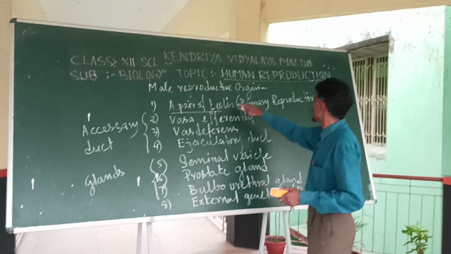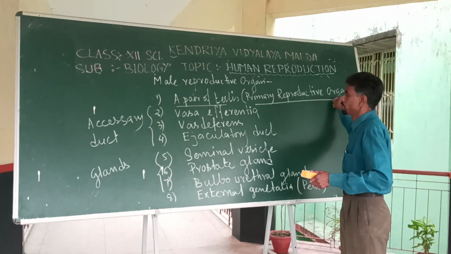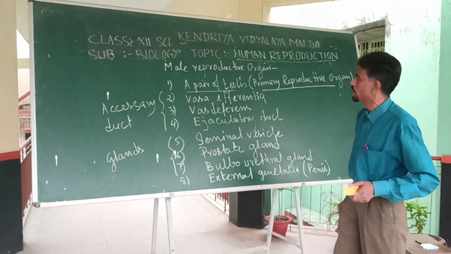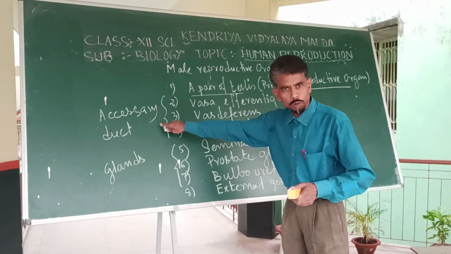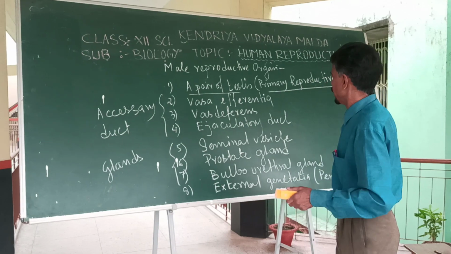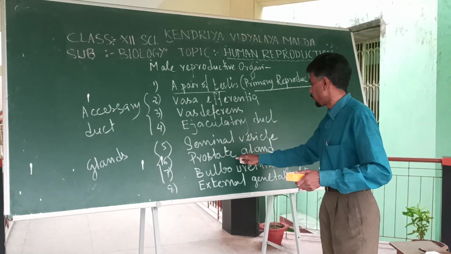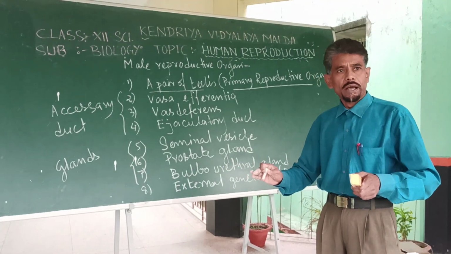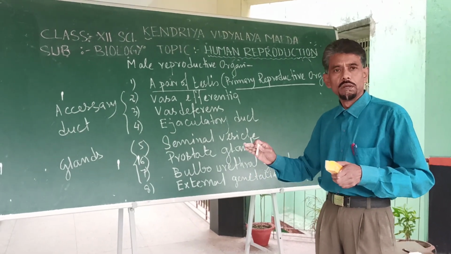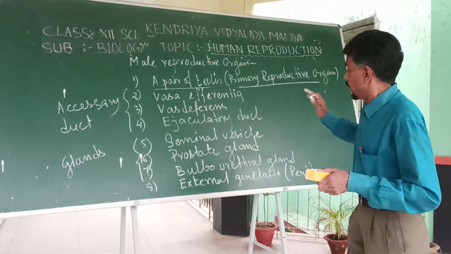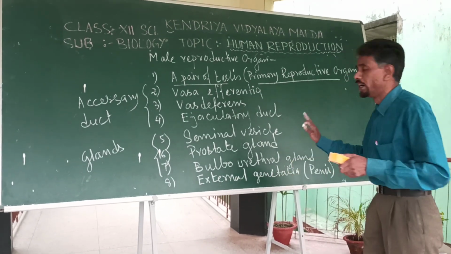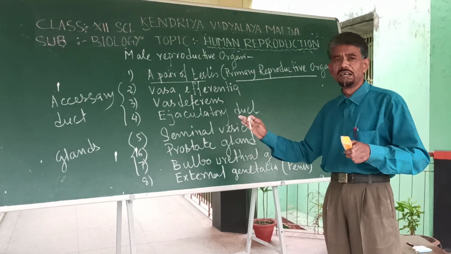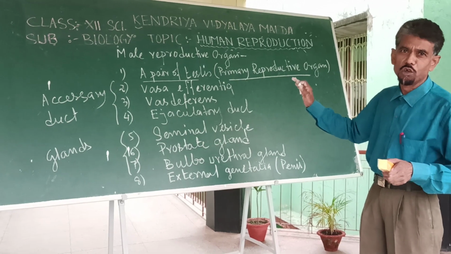A pair of testes, the primary reproductive organ, vasa efferentia, vas deferens, ejaculatory duct. These are the associated ducts, which help for the process of reproduction. We have seminal vesicle, prostate gland, bulbourethral gland. These are the glands, which help for the whole process of reproduction, and external genitalia, that is penis. So these are the structures, primary and secondary reproductive structures present in human male.